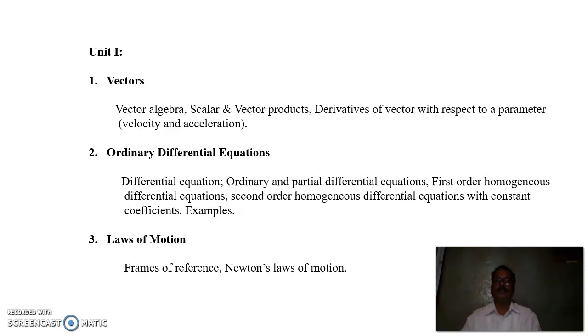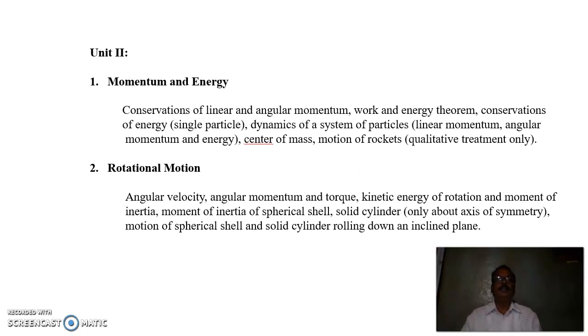Third chapter, laws of motion, which contains different points such as frames of reference, Newton's laws of motion. This is first unit. Okay, now we see second unit, which contains 2 chapters. The first chapter, momentum and energy, in which there are different points such as conservations of linear and angular momentum, then work and energy theorem.